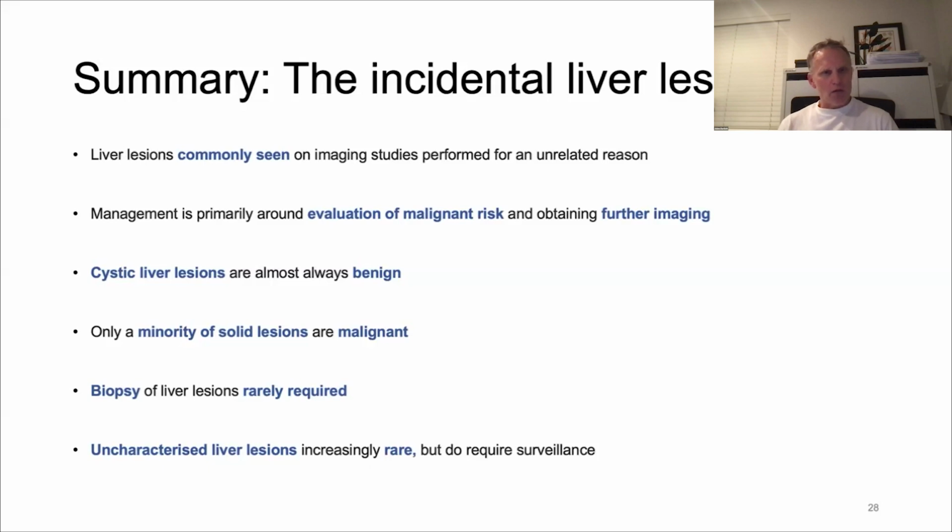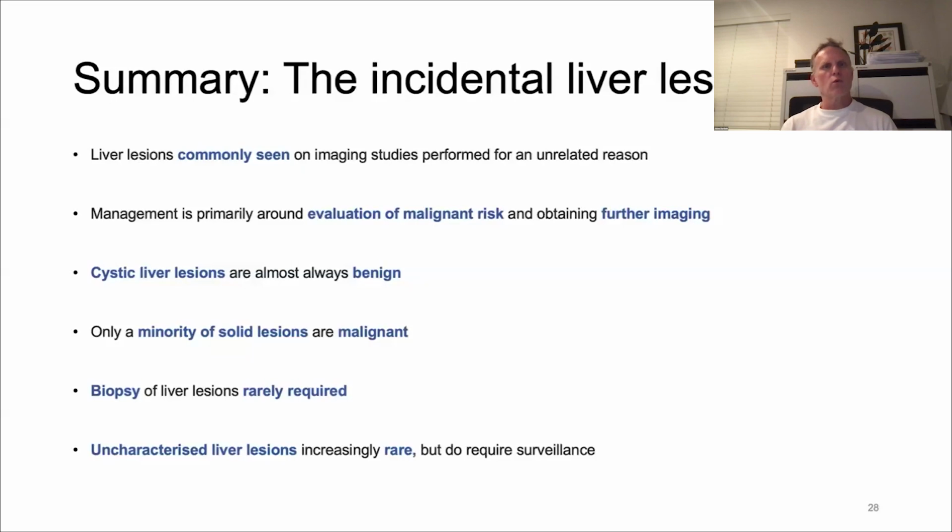The first management step in trying to establish is it something of concern or not is to evaluate their malignant risk and obtain further imaging. The malignant risk really comes down to, do they have underlying liver disease or not, or do they have a history of cancer or not? That will evaluate the malignant risk. Then you always determine, is it cystic or solid?